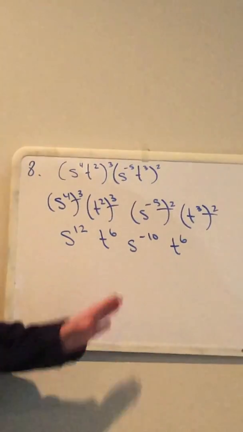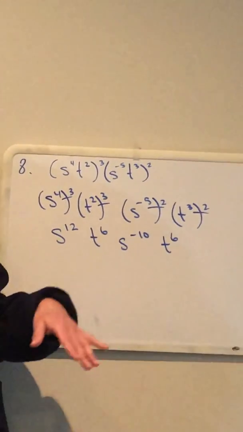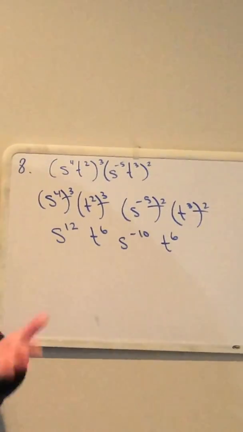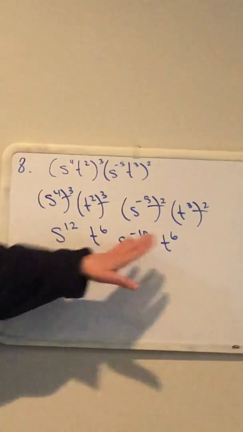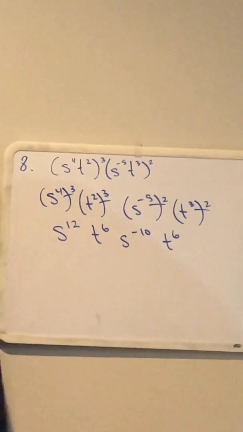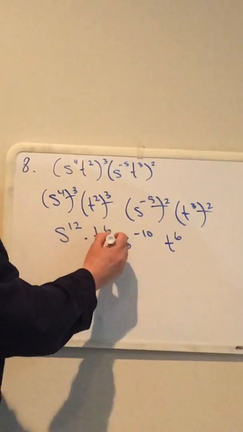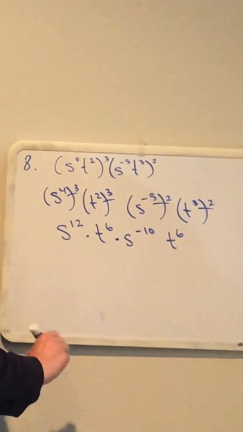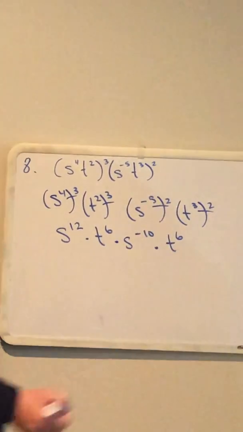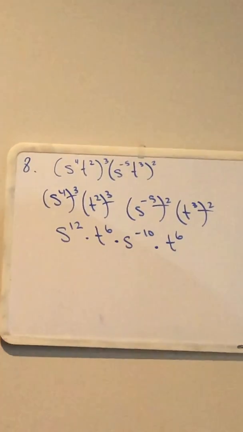Now one thing I want you to notice, I haven't written any signs in there, addition, subtraction, multiplication, or division. But when variables are written next to each other in algebra, you know that that indicates multiplication. So you can think of this as s to the 12th times t to the 6th times s to the negative 10th times t to the 6th. And now you do the ones that are like.